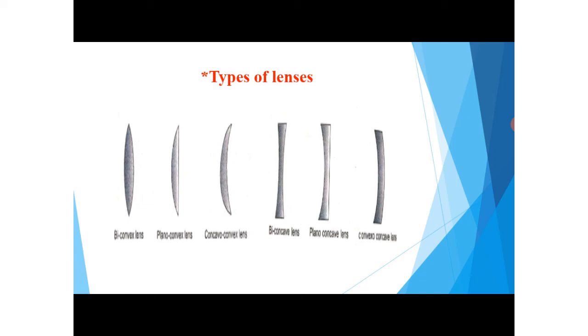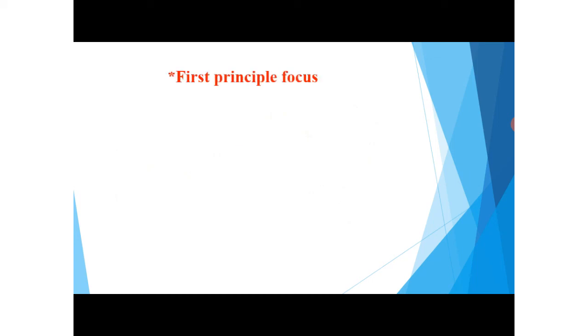After discussing the types of lenses and before forming the images produced by these different types of lenses, we'll discuss one important thing that is to be memorized. That is, we have two foci for the lenses. Bifocal means there are two foci. One is known as the first principal focus, another one is known as the second principal focus.